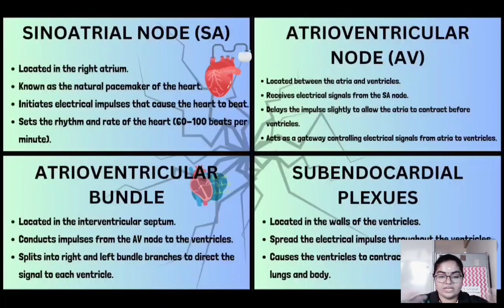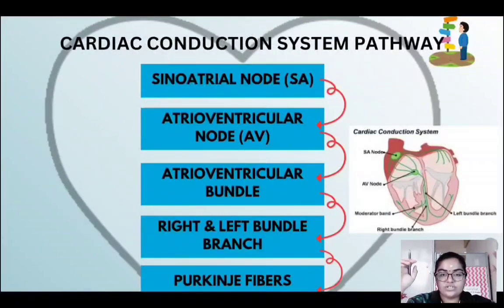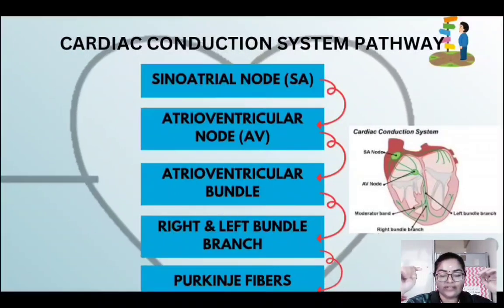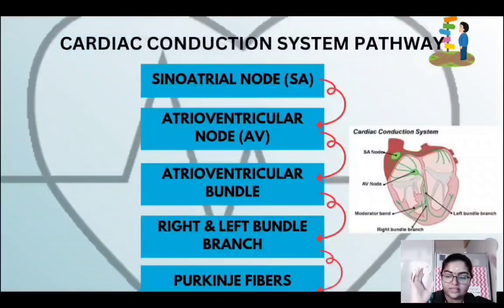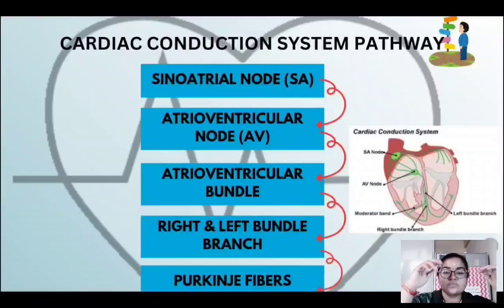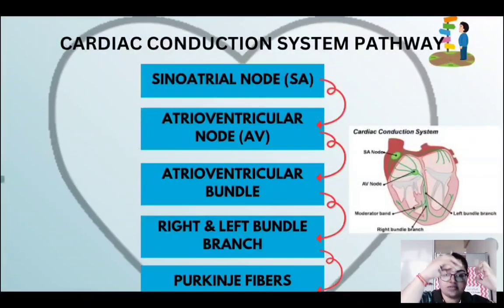I will explain more on these four components while I talk about the pathway of the conduction system. We can see that it starts from the sinoatrial node. The sinoatrial node, known as the natural pacemaker, will generate an impulse, and it will be sent to the atrioventricular node. The atrioventricular node is located between the right atrium and the right ventricle, as we can see in this picture over here. And this atrioventricular node, or AV node, will delay the impulse to make sure the atrium contracts the blood, the right atrium contracts the blood.